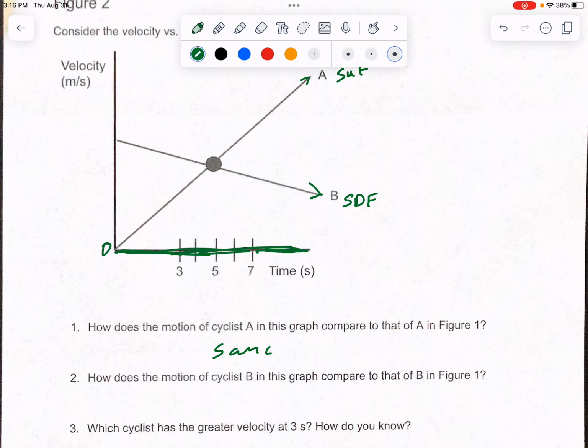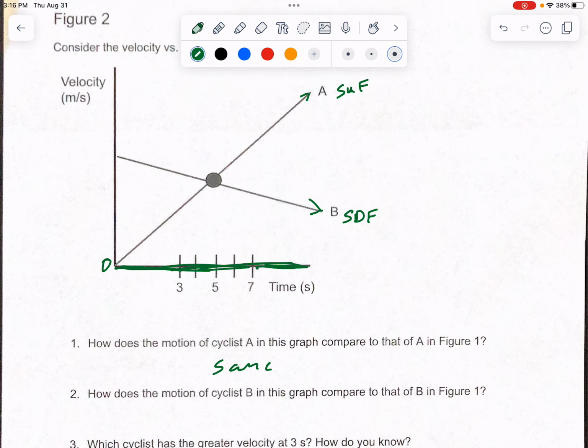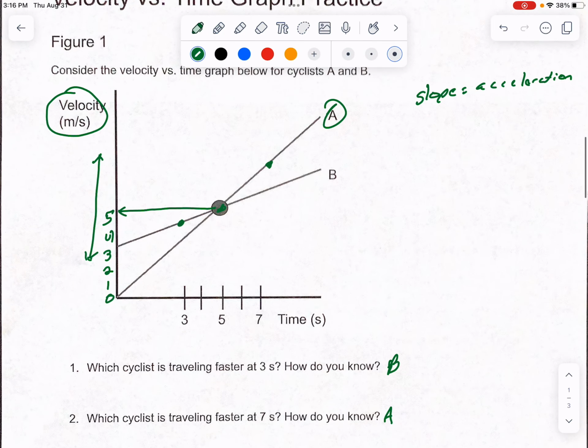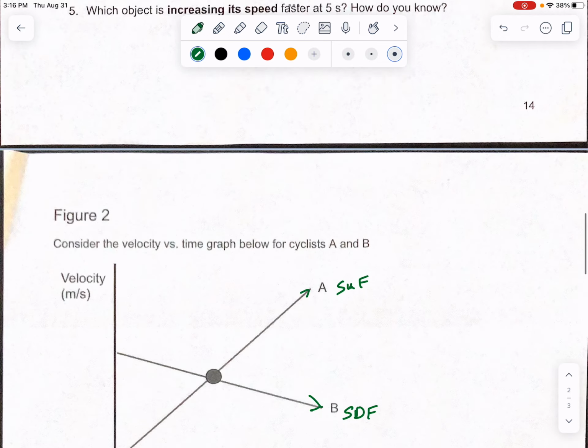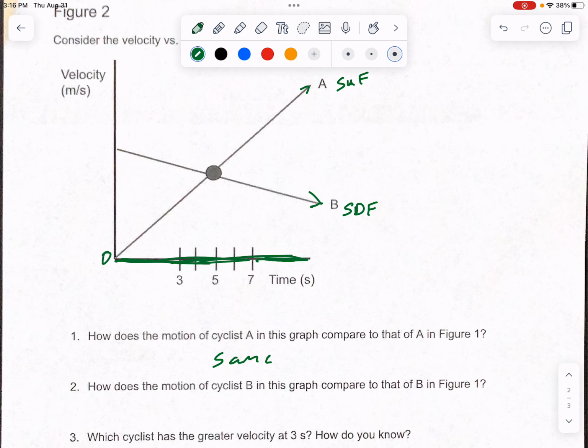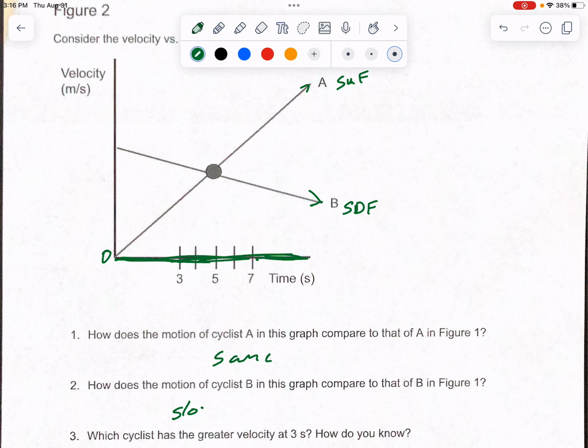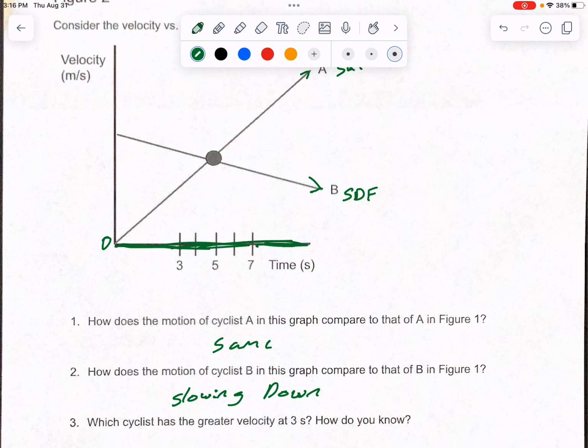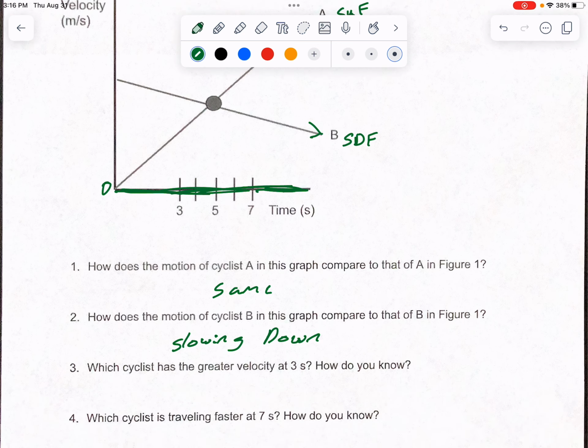Number 2, how does the motion of cyclist B in this graph compare to B in figure 1? B in the first graph actually had a positive acceleration. It was going up, so it was accelerating. Now, if you look, it's decelerating, it's slowing down. Both are still going in the forward direction because they're both above the x-axis, but now B is just slowing down.